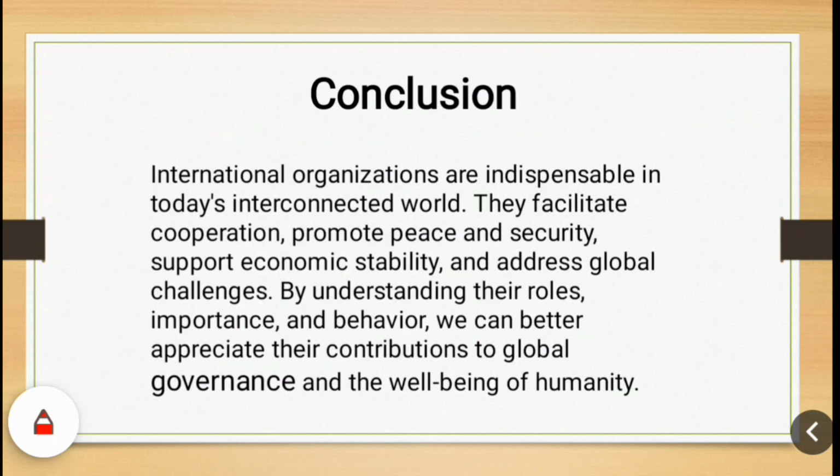Lastly, we have conclusion. International organizations are indispensable in today's interconnected world. They facilitate cooperation, promote peace and security, support economic stability, and address global challenges. By understanding their roles, importance, and behavior, we can better appreciate their contributions to global governance and the well being of humanity. I hope you understand this lecture.